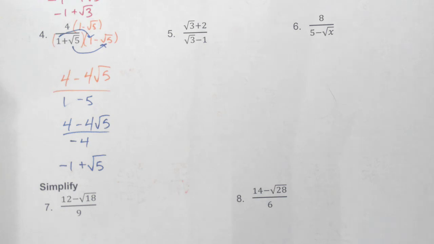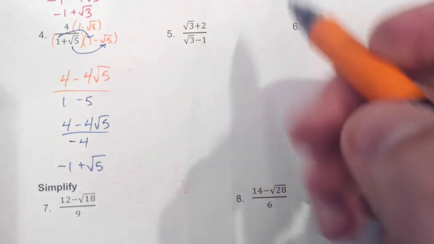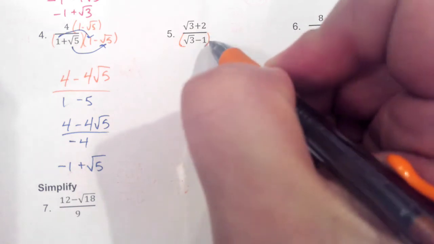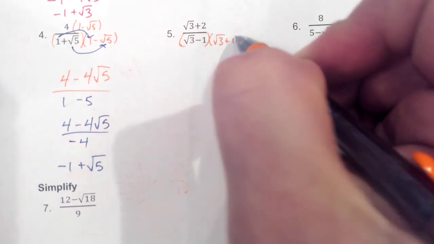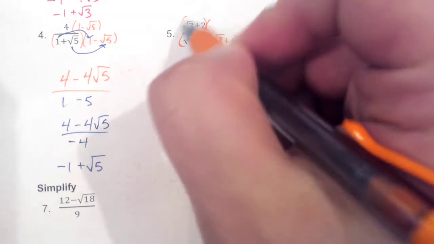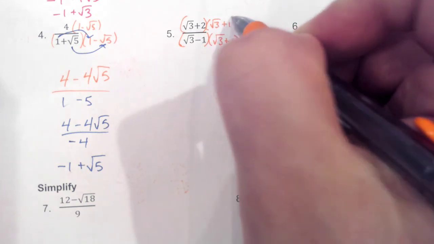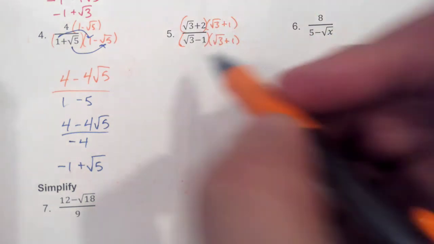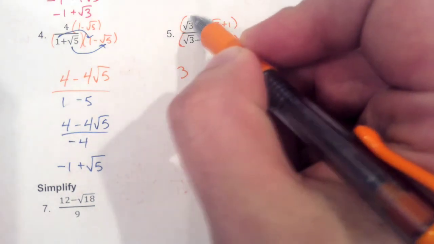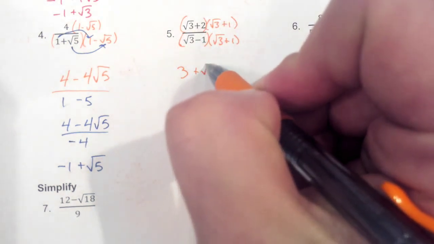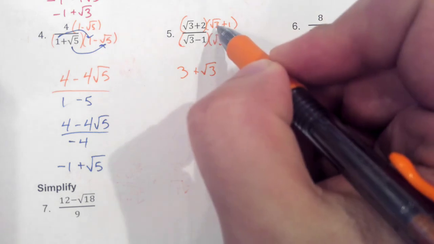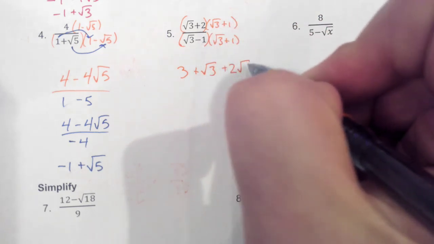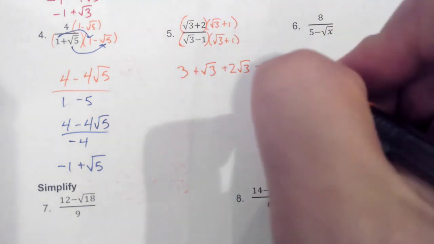Number 5, what's the conjugate of the square root of 3 minus 1? It would be the square root of 3 plus 1. So that gets multiplied to the top as well. So the top's going to all have to be distributed. The square root of 3 times the square root of 3 is 3. The square root of 3 times 1 is the square root of 3. 2 times the square root of 3 is 2 square roots of 3. And 2 times 1 is 2.